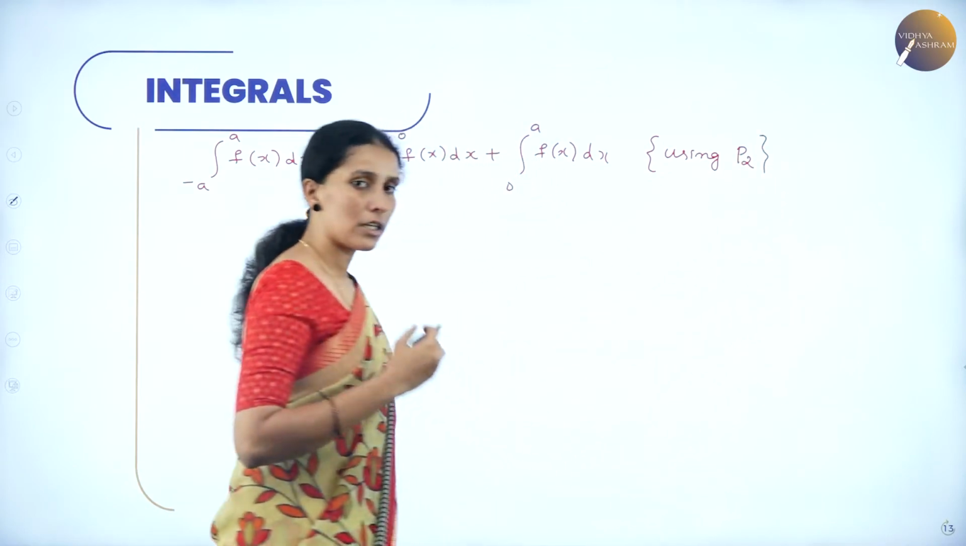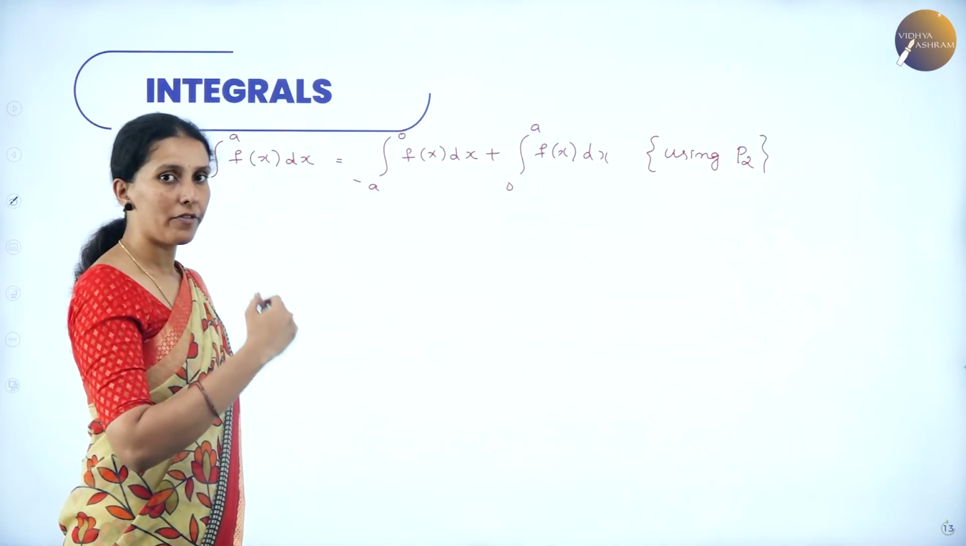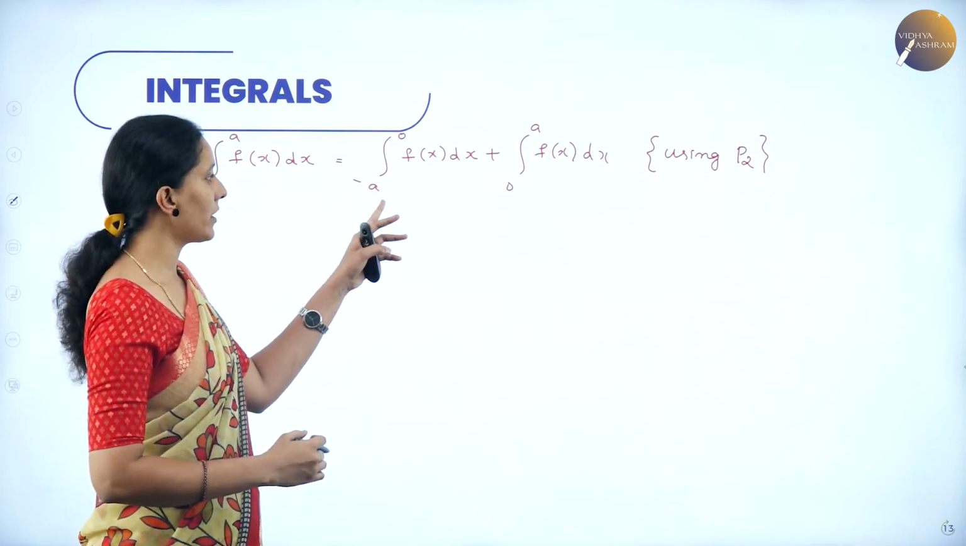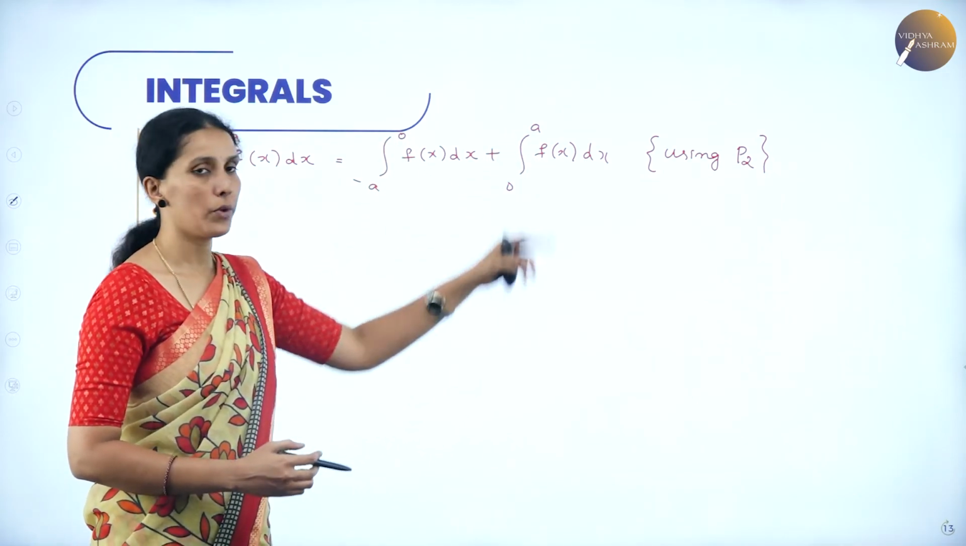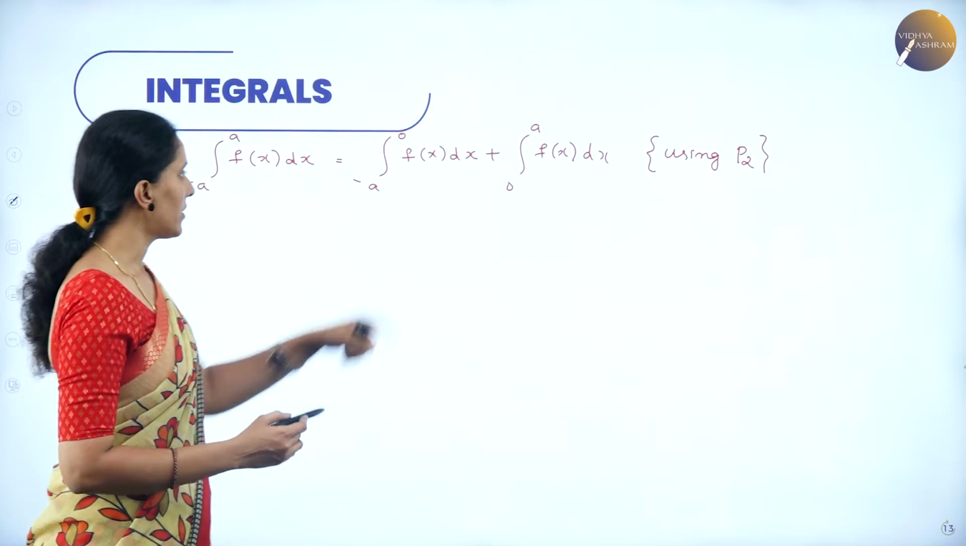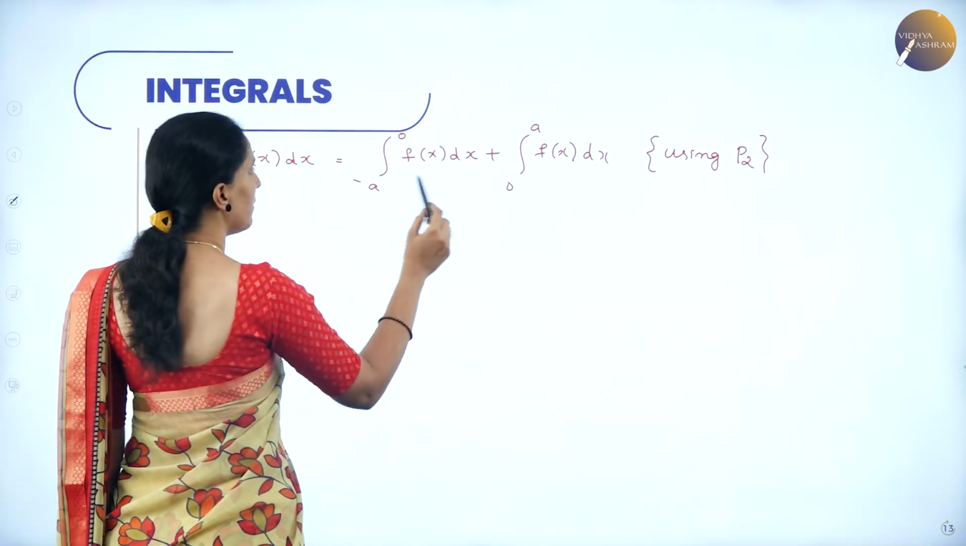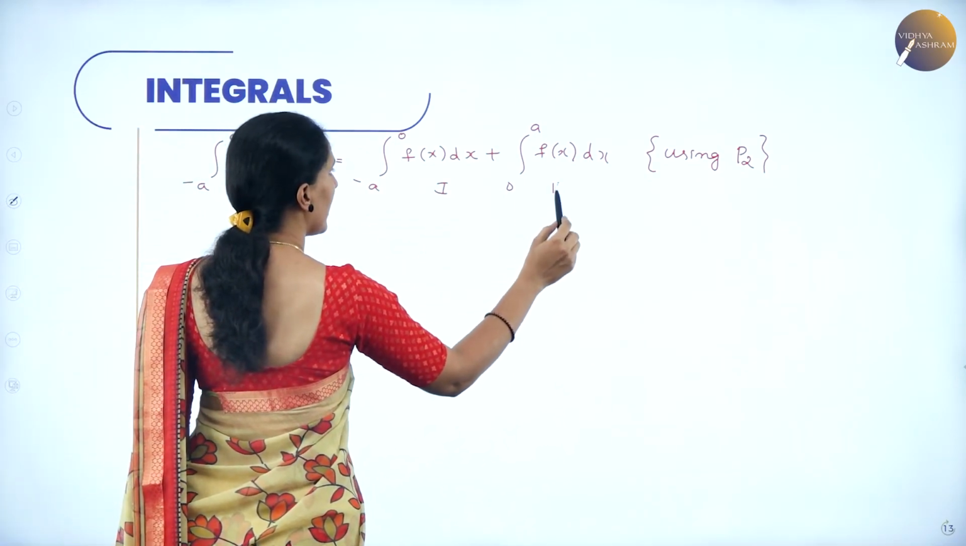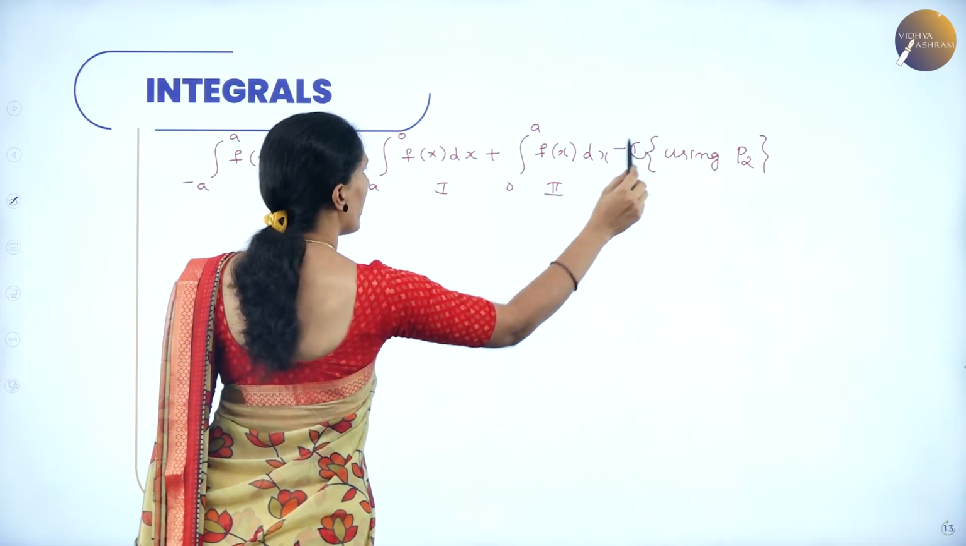So when you have an integral from a to b, you will write it in the form of a to c, c to b. That is what I have done here. So minus a to 0, 0 to a. Now consider this as the first integral and this one as the second integral. Let me consider this as equation 1.